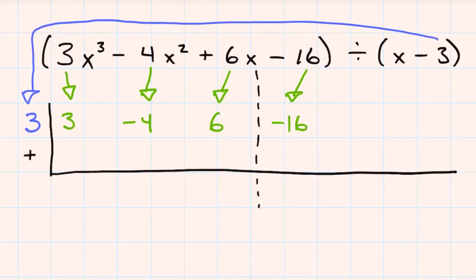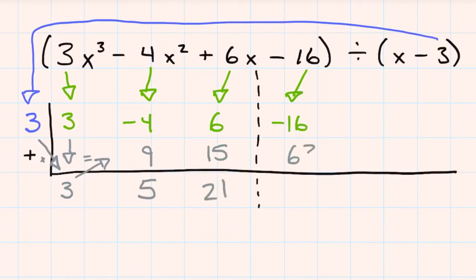Then how synthetic division works is that you're always adding going down, but the first time there's nothing there underneath the 3. So the first number from the dividend always just falls through. So it's going to be 3 down on the bottom, and then we take the number to the left and multiply by the bottom, and write that under the next number. So 3 times 3 is 9, and then we add going down. Negative 4 plus 9 is 5. Then 3 times 5 is 15, 6 plus 15 is 21. 3 times 21 is 63, negative 16 plus 63 is 47.